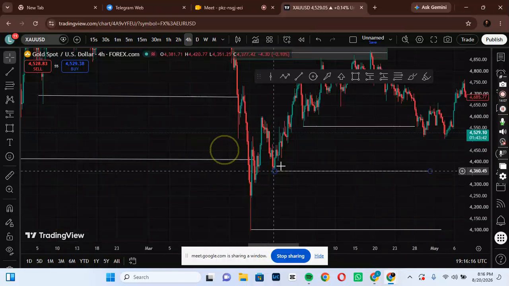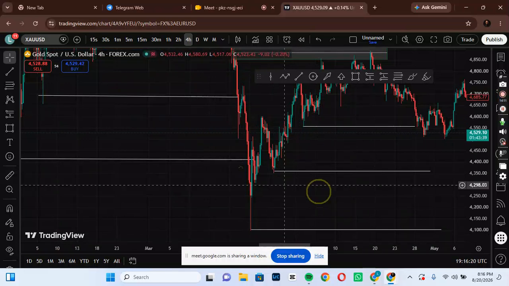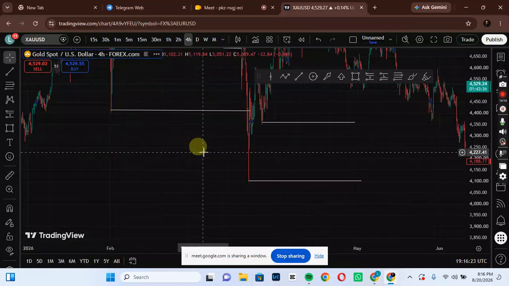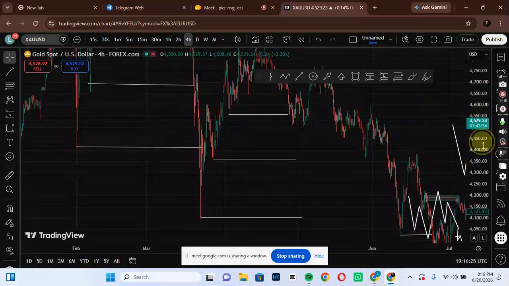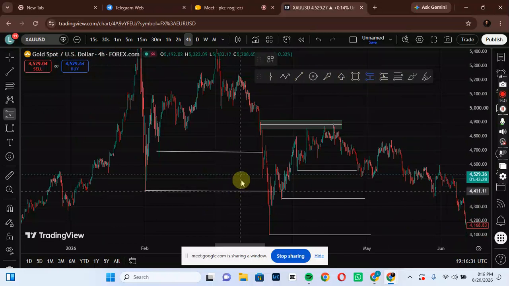Now you should understand that price is always looking for SL. Those SL, price is always looking for SL. Have you ever noticed that price, let's say somebody enters a trade, somebody might enter a trade here.